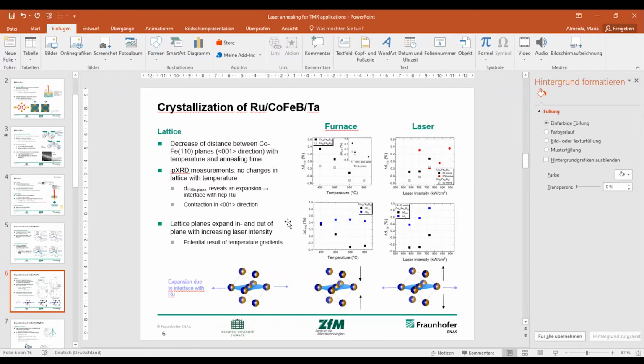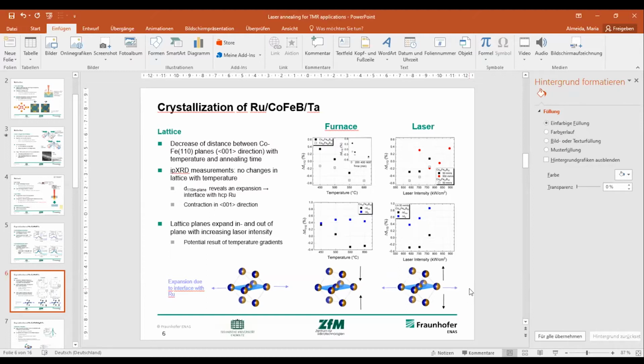When we performed in-plane XRD measurements, we realized that the measured planes were actually expanded, which we believe is to do with the interface with the HCP ruthenium. The furnace annealing helps the lattice compensate this expansion in plane, so we have a reduction out of plane to compensate this. But in the case of the laser annealing, we actually have an expansion in both directions.